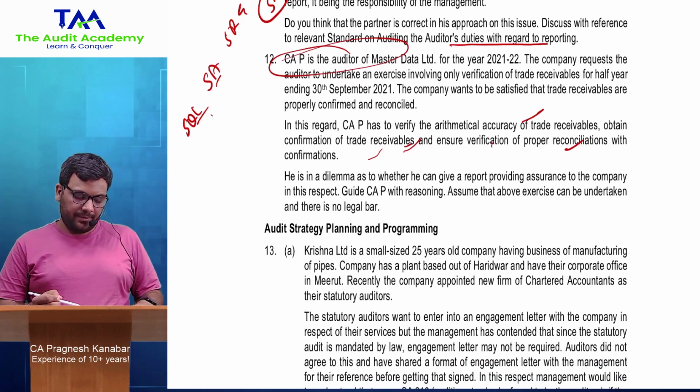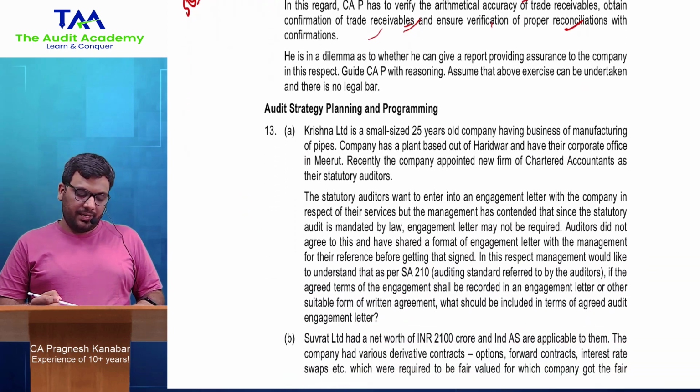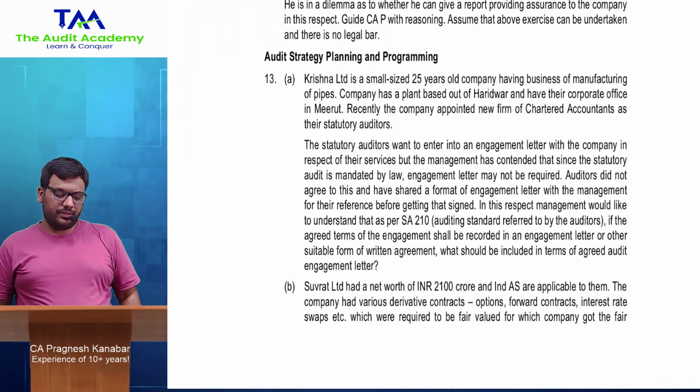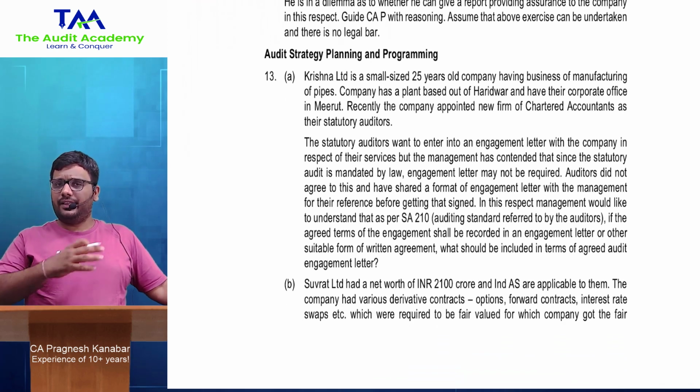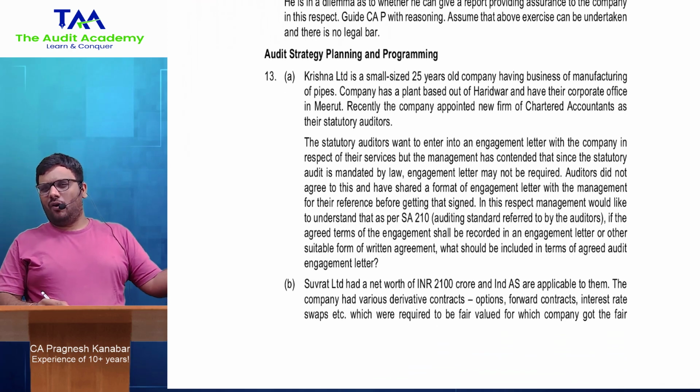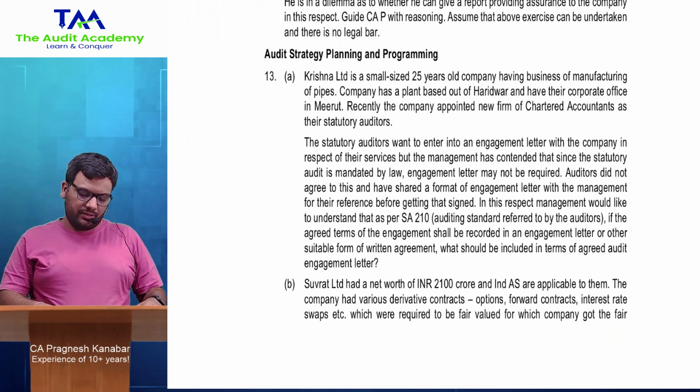Now we move back to audit strategy, planning and programming. So there are some more questions from standards. All right. Krishna Limited is a small size, 25 years old company, and they have given this big question, but this is a copy-paste question from the module. So I will just straight away come to the point.